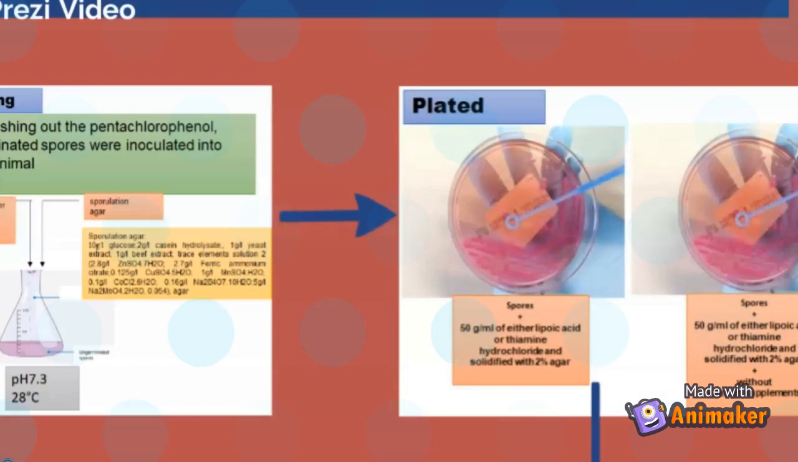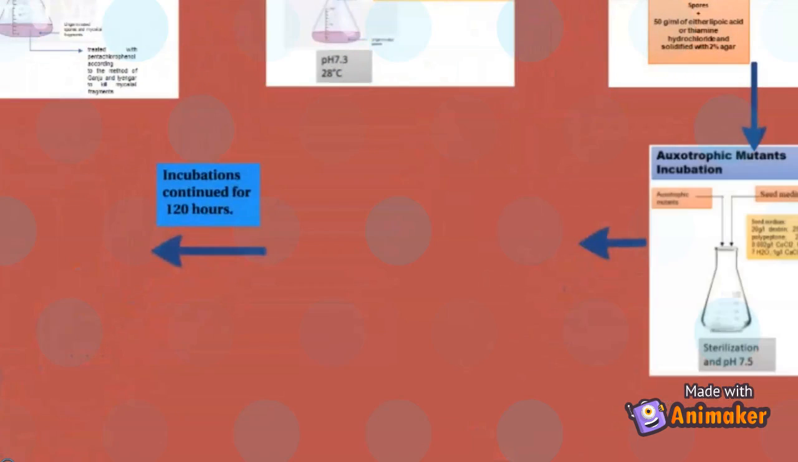After washing, we will go to the replica plating, and we'll plant it on two petri dishes, washed with the spores and 50 grams per milliliter of riboflavin and hydrochloride and solidified with 2% agar. And then another one is the same with the spores and the riboflavin and the hydrochloride with 2% agar, but without the vitamin supplies.